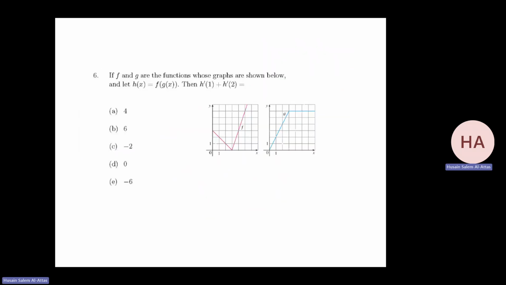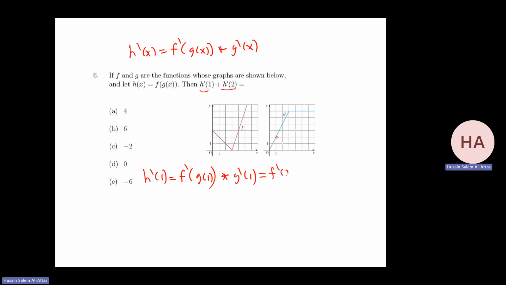If you have f and g functions, those graphs are shown below. And let h of x equal f of g of x. You want h prime at 1, h prime at 2. So h prime at x is f prime at g of x times g prime of x. So what will be h prime at 1? It will be f prime at g at 1 times g prime at 1. Okay, what is g at 1? G at 1 is 2. So this is f prime at 2 times g prime at 1.